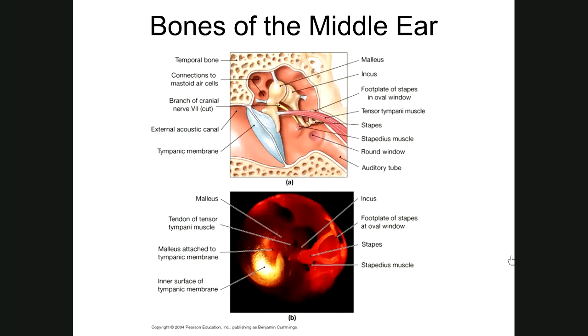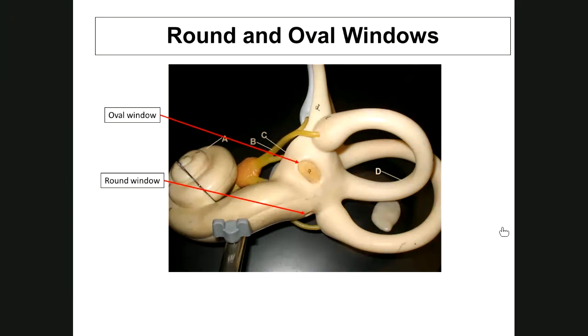O-V-A-L-W-I-N-D-O-W. Now, this points out the footplate of the stapes at the oval window. Well, I put an extra slide in your slide set here. It's not in your normal one. It's only on this one. And there's the oval window, and you see it is oval shaped. That's why they call it the oval window. And the stapes fits on there and sends shock vibrations of sound into your inner ear for hearing.